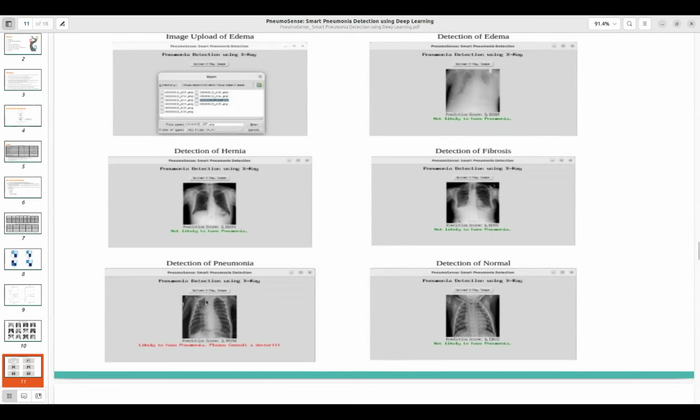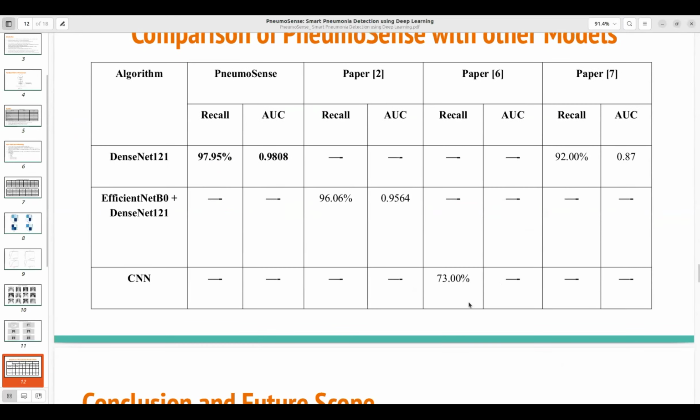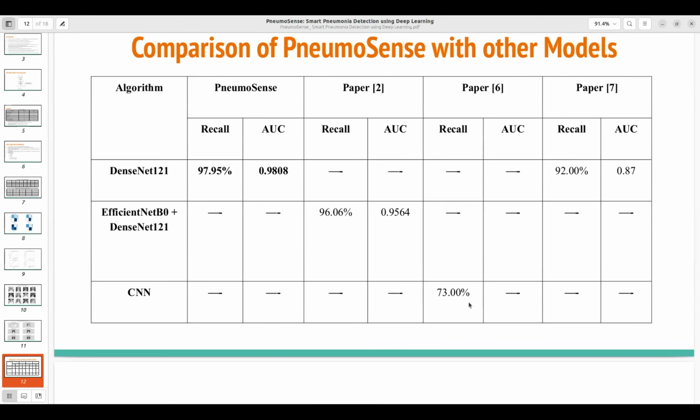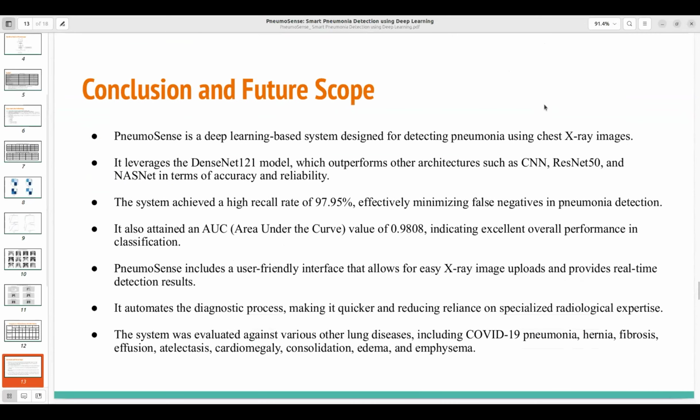So here the detection of pneumonia is done with the prediction score, and here the detection of a normal image is there. Fine. So again, here is the comparison of our PneumoSense model with other models, with recall and AUC. We have compared three models, and it again clearly shows that our PneumoSense model has the highest recall and highest AUC compared with all other real-time models. Now, the last part is the conclusion.